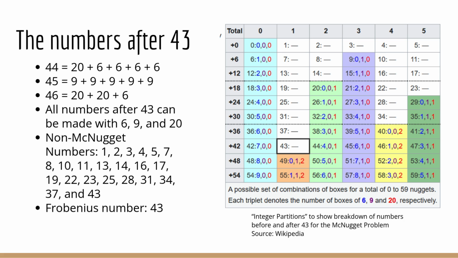So a Frobenius number is a special number that specifically defines the largest number that cannot be made from a set of numbers. And since 43 is the largest non-McNugget number out of all 22 non-McNugget numbers, that makes 43 the actual Frobenius number in this case.